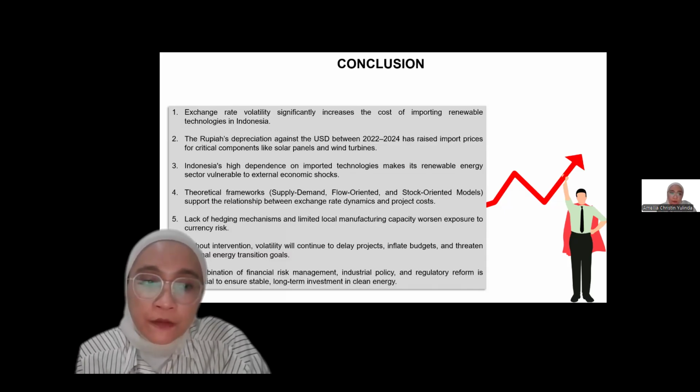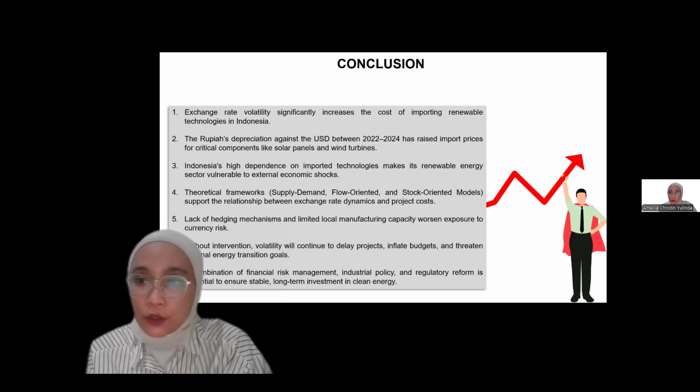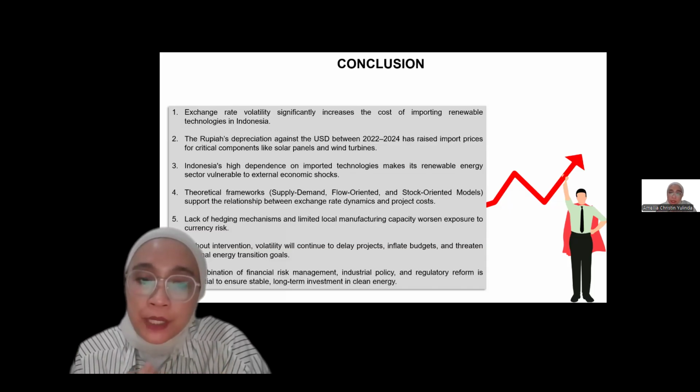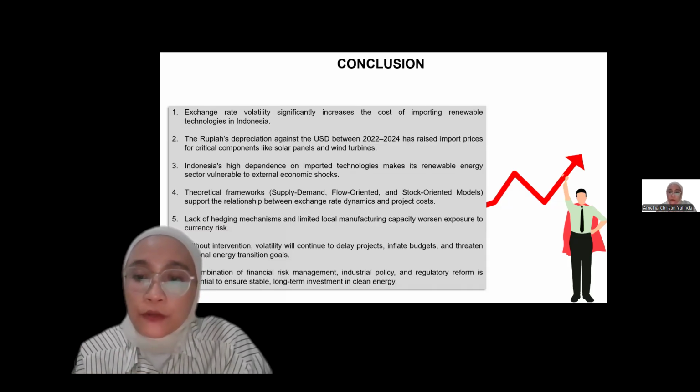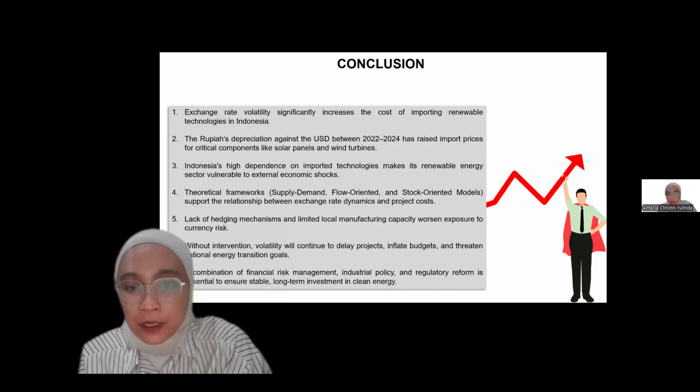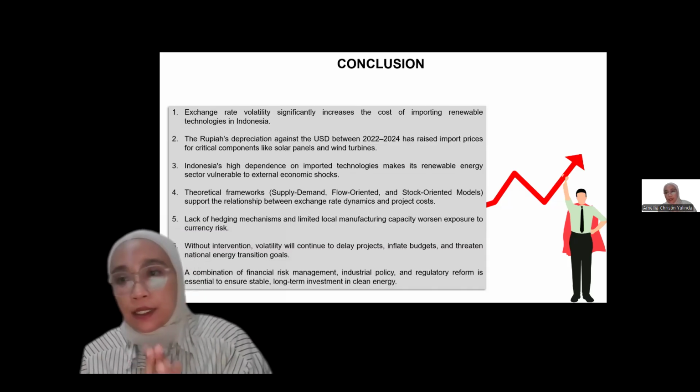Six, without intervention, volatility will continue to delay projects, inflate budgets, and threaten national energy transition goals. The last, a combination of financial risk management, industrial policy, and regulatory reform is essential to ensure stable long-term investment in clean energy.